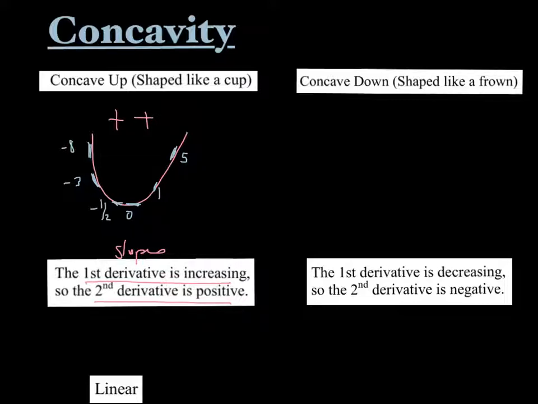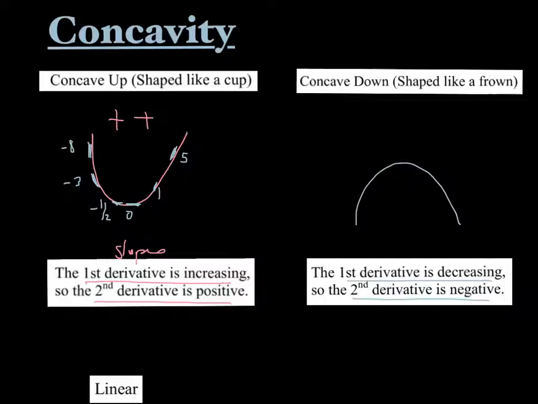The next one is concave down, shaped like a frown. So there's your frowny face. It is spilling water out. And now this one says that our first derivative is decreasing and the second derivative is negative. Again, get those in your notes. This is important. So how is the first derivative decreasing?